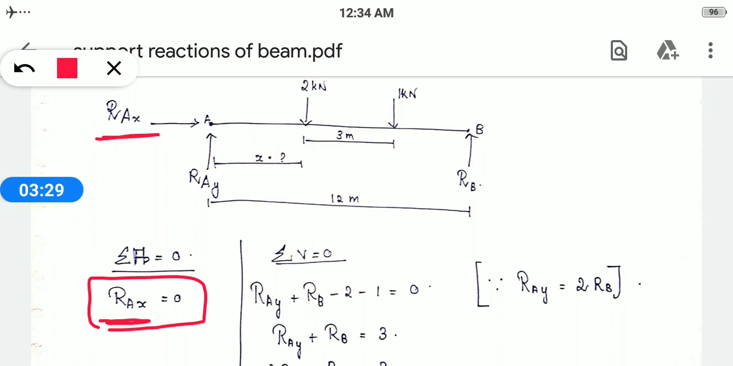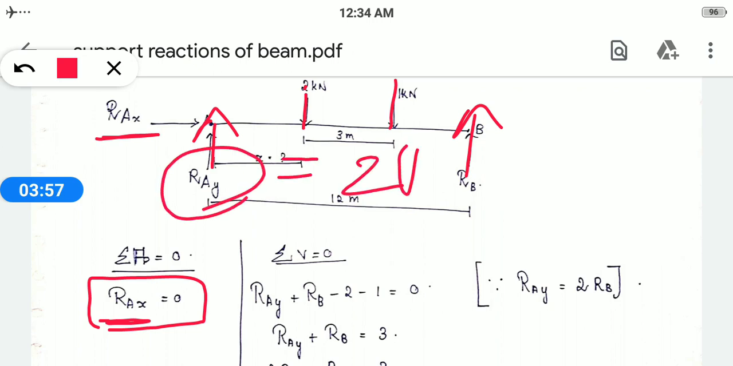The next condition we have to apply is that the sum of vertical forces is equal to 0, right? How many vertical forces are there? RAY acting in a positive direction, RB acting in a positive direction, and 2 and 1 acting downwards. So it is RAY plus RB minus 2 minus 1 equal to 0. And we know that RAY is twice the RB. This is what is given in the question.